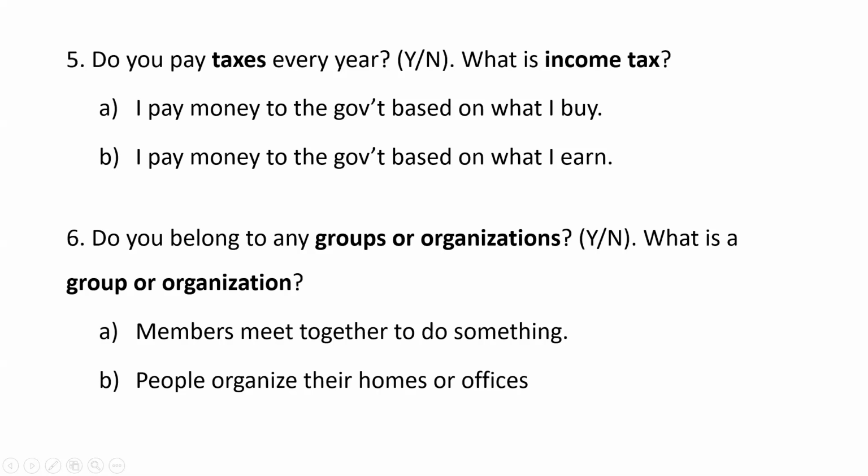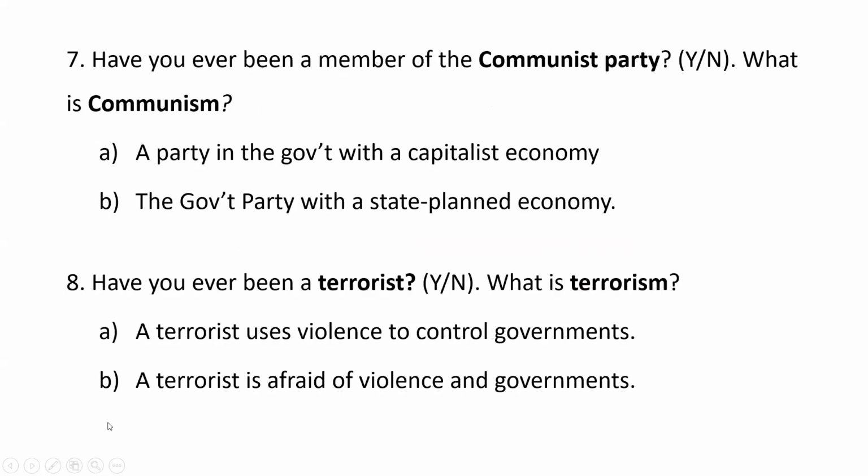Do you belong to any groups or organizations? No. What is a group or organization? And the answer is letter A. Members meet together to do something. Okay. Good. Go ahead with number 7. All right. Ms. Gallardi, have you ever been a member of the Communist Party? No. And what is communism? It is a government party with a state-planned economy. So, for example, China, Vietnam, North Korea, or Cuba.